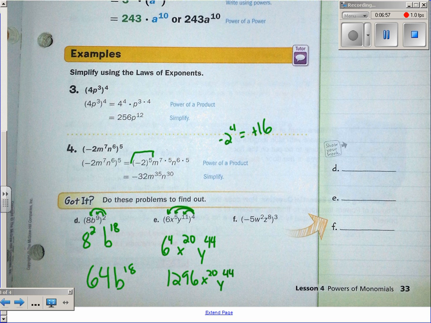Okay, so go ahead and do F. That's going to be your lesson check. It's kind of challenging, but you guys are smart. You can do it. And we'll go over it some more in class.